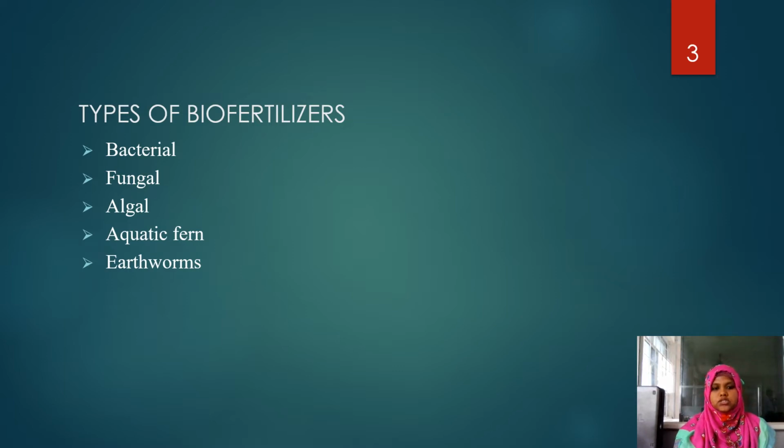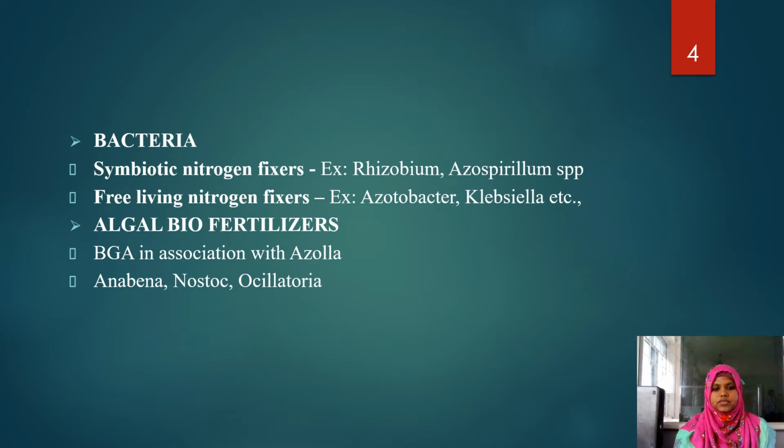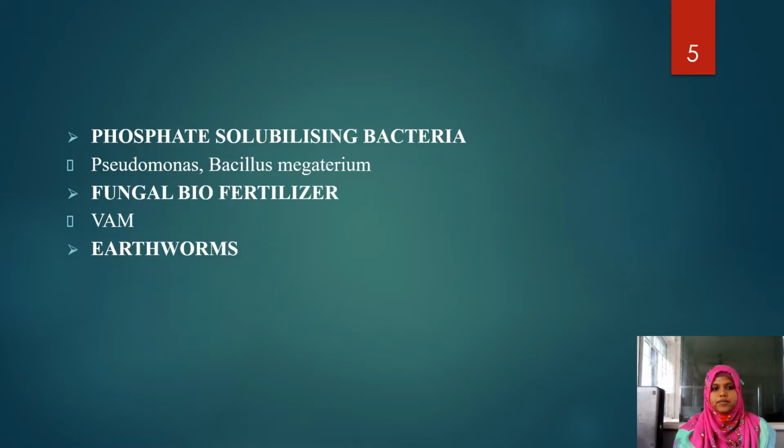It is also known as vermiculture. In bacteria, there are two types of nitrogen fixation. One is symbiotic nitrogen fixer and another one is free living nitrogen fixer. In algal, blue-green algae in association with Azolla, Anabaena, Nostoc, Oscillatoria. In phosphate solubilizing bacteria, Pseudomonas bacterial strains are involved in PSB, and fungal biofertilizer, for example VAM, and in earthworms, that is vermiculture.